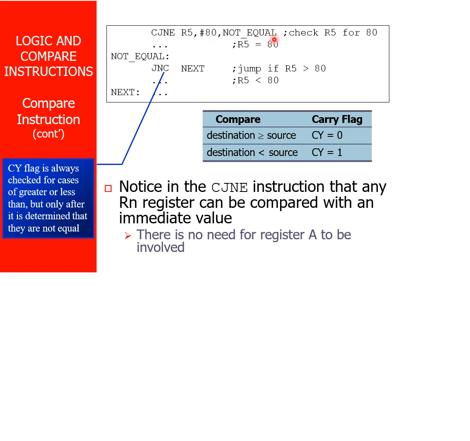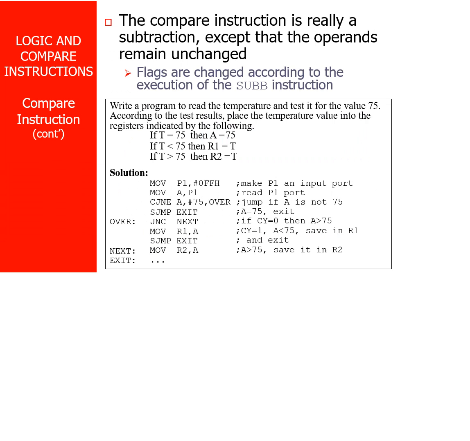So if they are not equal and if R5 is greater than 80, carry flag will be 0. If R5 is less than 80, carry flag will be 1. Okay. So here compare, jump, not equal. Here you can use accumulator. Here you can use any register. Okay. So let us see one good example.